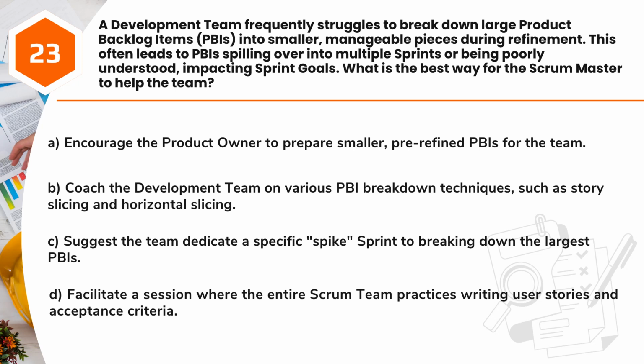A. Encourage the product owner to prepare smaller, pre-refined PBIs for the team. B. Coach the development team on various PBI breakdown techniques, such as story slicing and horizontal slicing. C. Suggest the team dedicate a specific sprint to breaking down the largest PBIs. D. Facilitate a session where the entire Scrum team practices writing user stories and acceptance criteria.